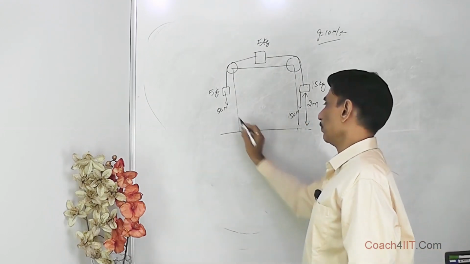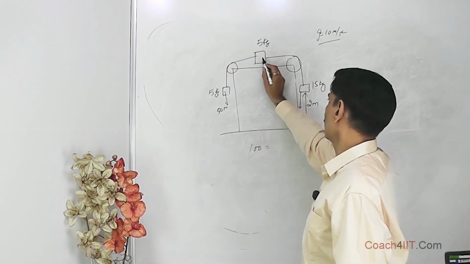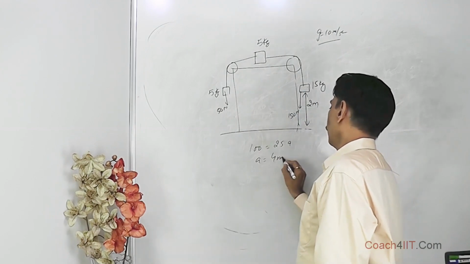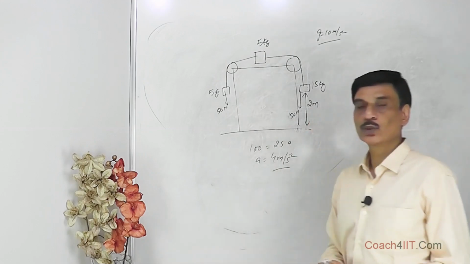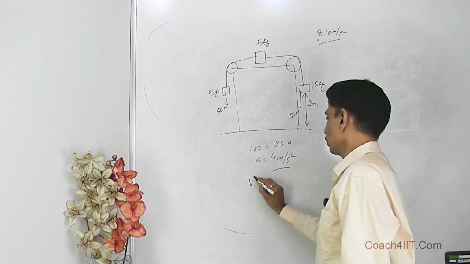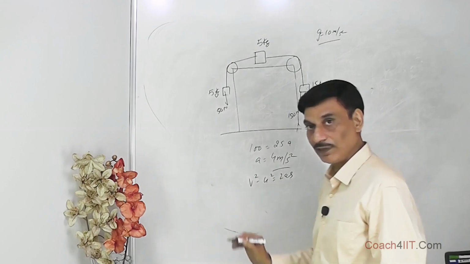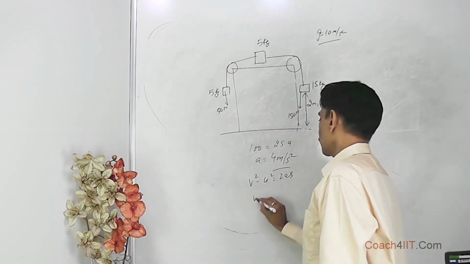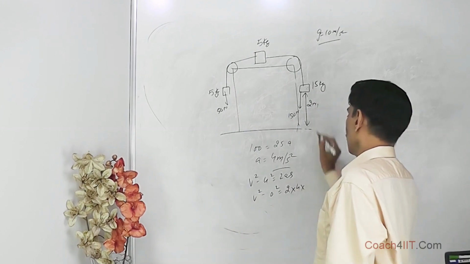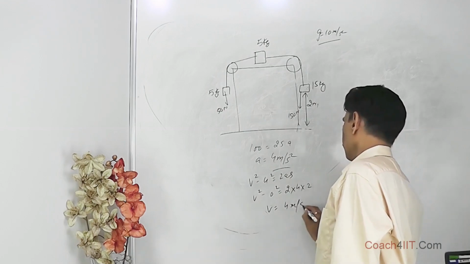Net force is 150 minus 50, 100 Newton, which is equal to total mass, 15 plus 5, 20, 20 plus 5, 25, into a. A comes out to be 4 meter per second square. So if we have to find the velocity over here, we use v square minus u square is equal to 2as. Acceleration is constant, so we can very safely use the equations of kinematics. So v square minus 0 square is equal to 2 into a, which is 4, into s, which is 2, so v comes out to be 4 meter per second.